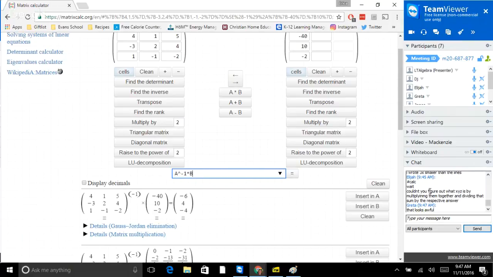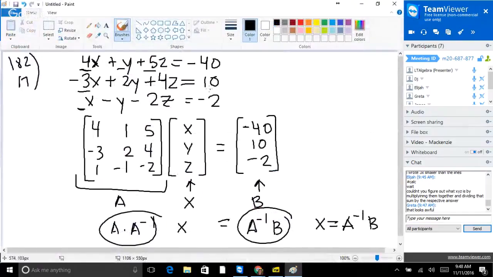Okay, Elijah says, couldn't you figure out what XYZ is by multiplying them together and dividing that sum by their respective answer? Unfortunately, no, Elijah. The two ways that you can figure out what X, Y, and Z are is to do a bunch of substitution and elimination, right? That's what those of you that are still working on your 3-4 homework are trudging through solving. No, you can't use the matrices to solve 3.4, unfortunately. Or you can use it to check it now that you know, right? But you can also look in the back of the book. Or you can put those into a matrix form and then you're able to solve.